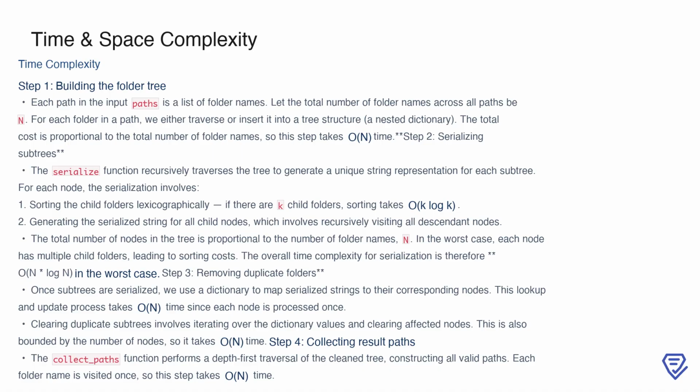After serialization, we map subtree strings to their corresponding nodes using a dictionary. Both lookup and update operations take O(n), since each node is processed once. Finally, when collecting the result paths, the collect_paths function performs a depth-first traversal of the clean tree, visiting each folder name exactly once. This step also takes O(n). Overall, the serialization step dominates the time complexity due to the sorting costs, making it the most expensive operation.